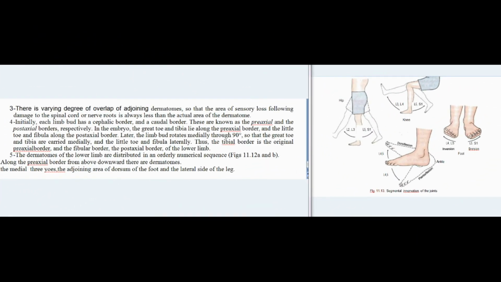There is varying degree of overlap of adjoining dermatomes, so that the area of sensory loss following damage to the spinal cord or nerve roots is always less than the actual area of the dermatome.